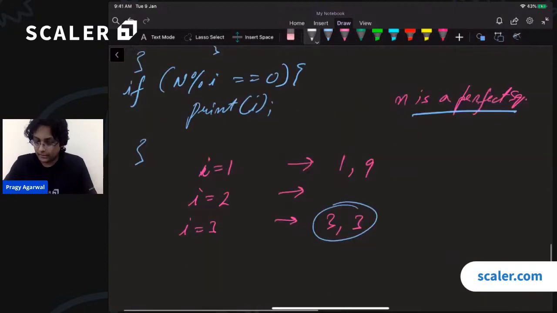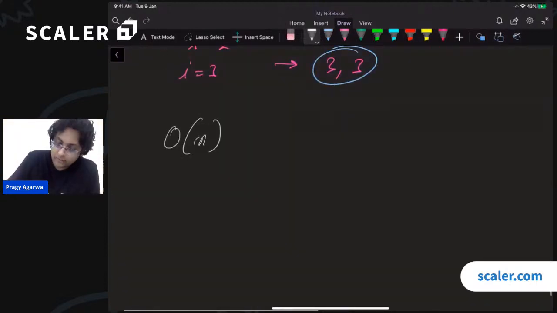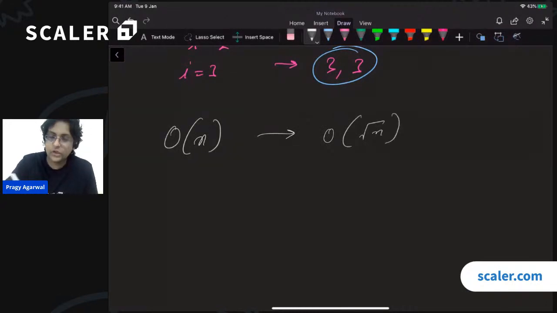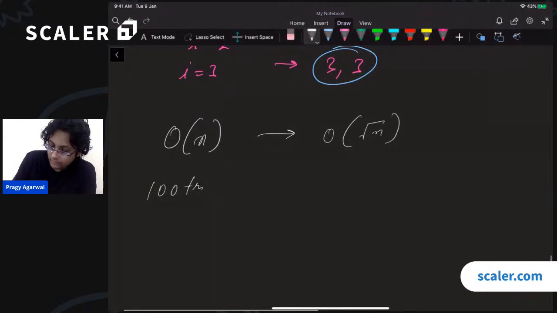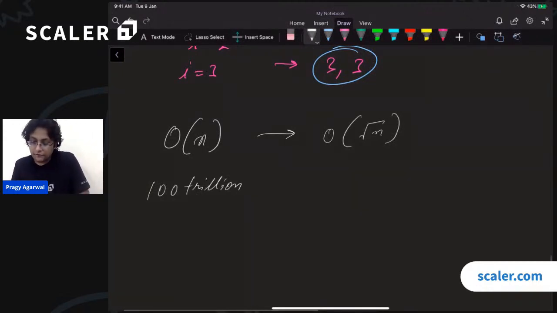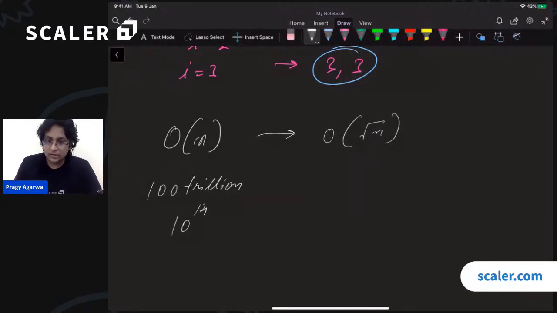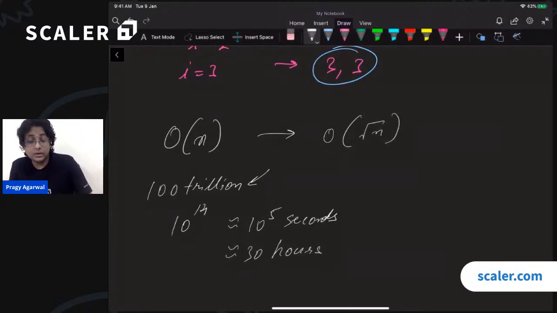Now that is a huge improvement, going from order of n to order of square root of n. This is massive. Imagine that you had a number which was, let's say, 100 trillion. How much is 100 trillion? It is 10 to the power 14. If you were to check a number of this order of magnitude on your computer, it will take a lot of time. How much time will it take? It will take around 10 to the power 5 seconds, or you can say around 30 hours.